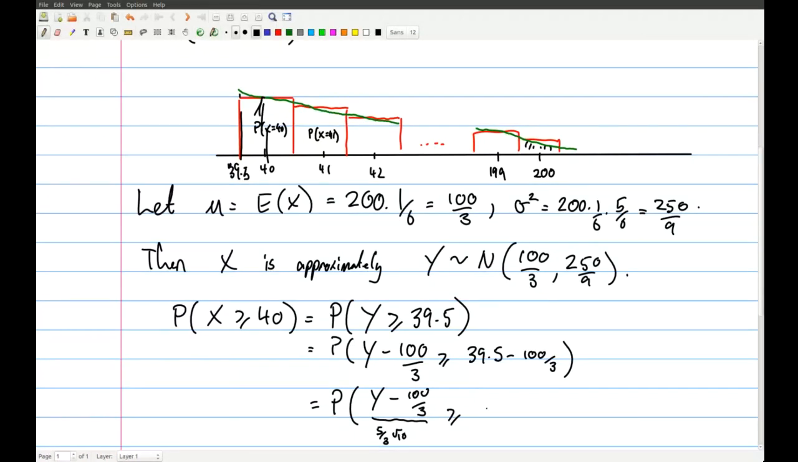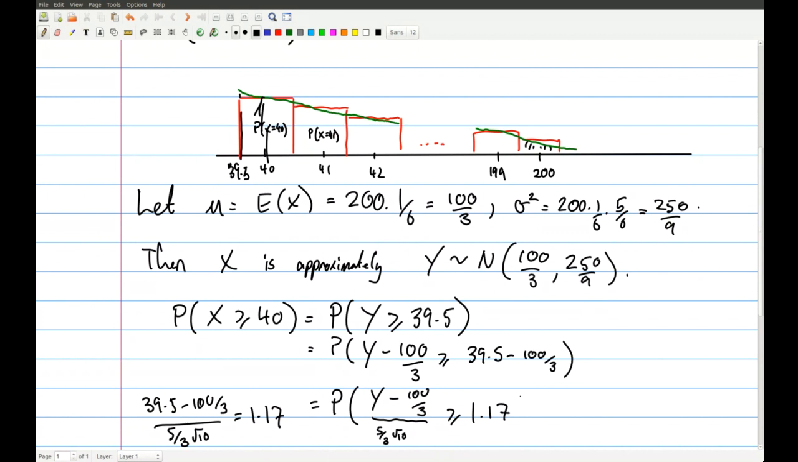I'm just going to do (39.5 - 100/3) / (5/3 × √10) = calculator time. 39.5 equals that, divided by 5 times 3 divided by square root 10, 1.17. People are telling me stuff in chat. Yep, 1.17. We got the same answer.